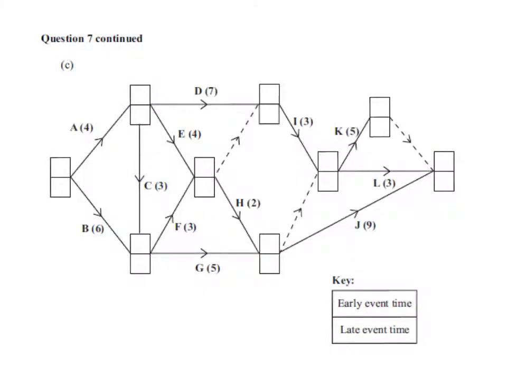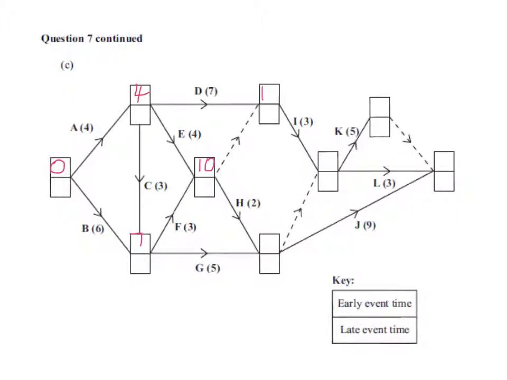In part C, we put a 0 in here. 0 plus 4 is 4. At this point here, it's either going to be 4 plus 3 or it's going to be 0 plus 6. The biggest numbers go on the top, so I've got a 7 for that point. Here we need a 10 because 7 plus 3 is bigger than 4 plus 4.